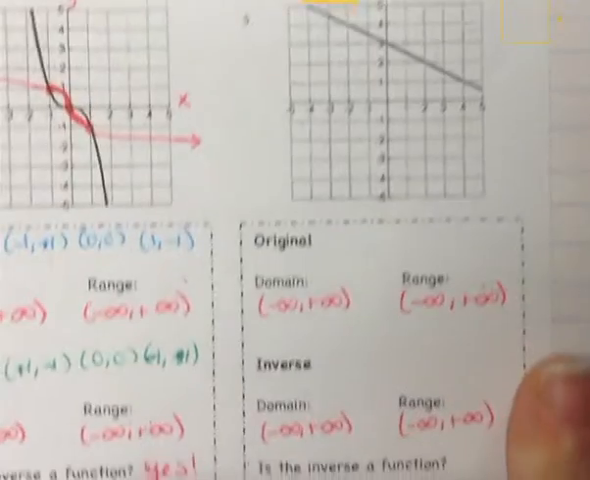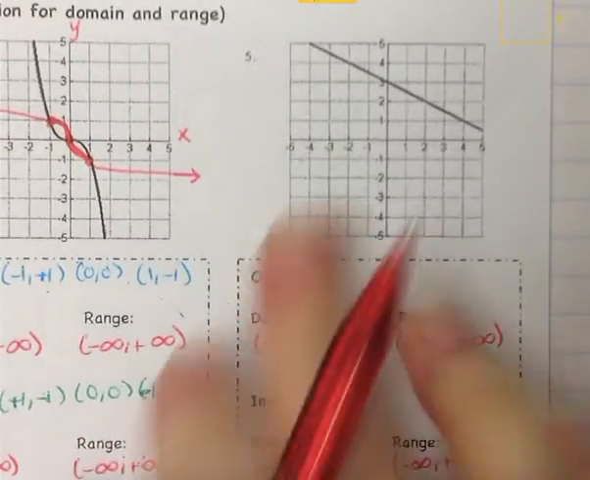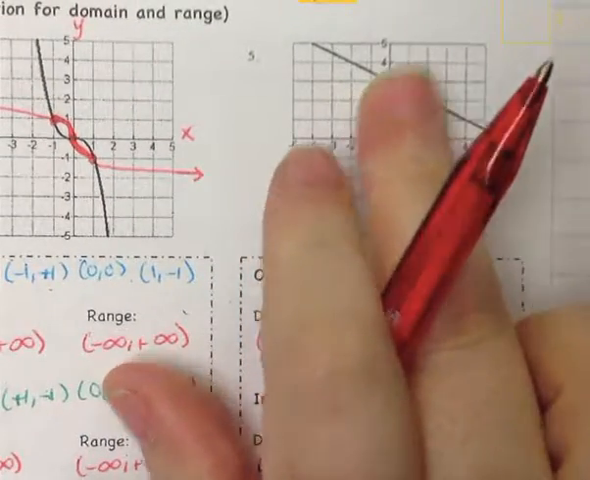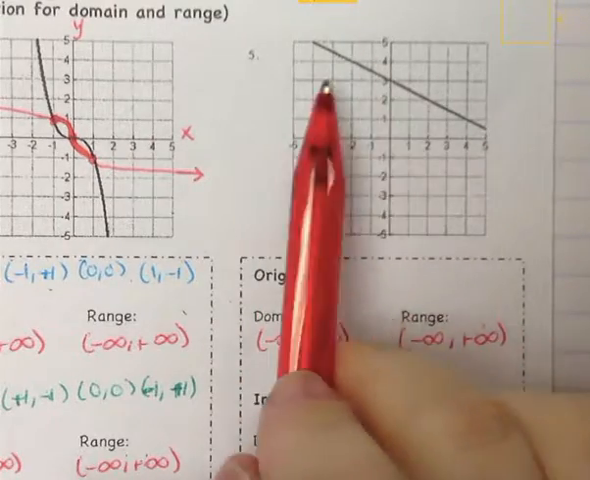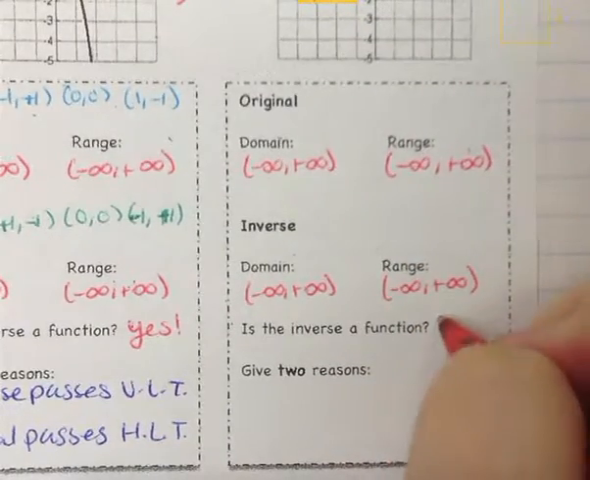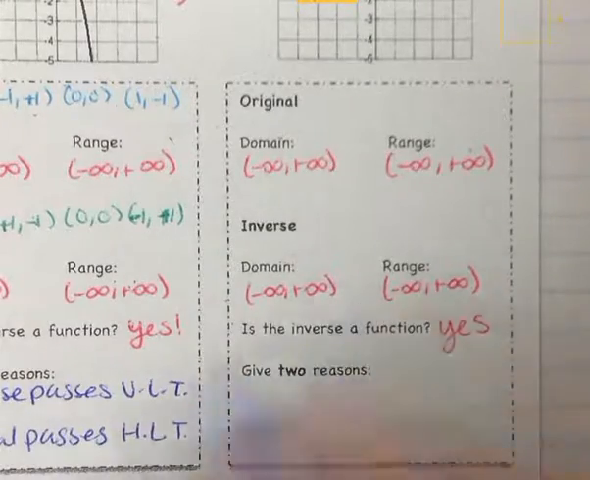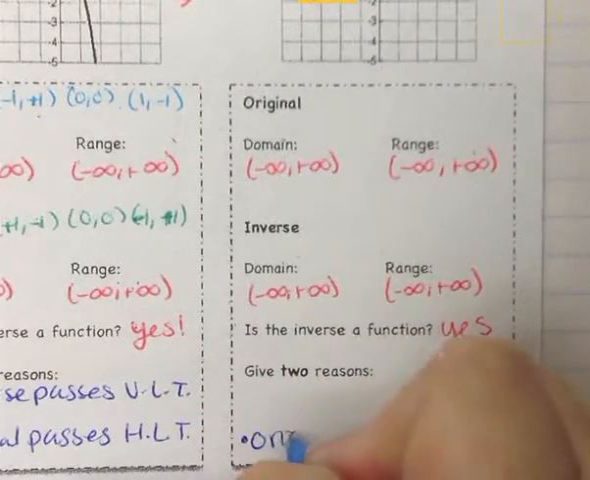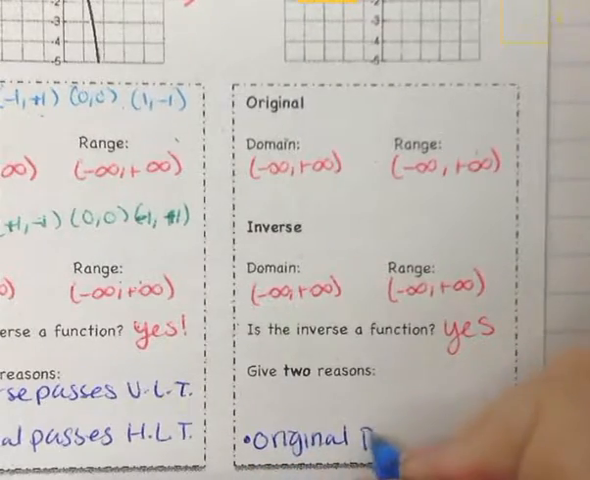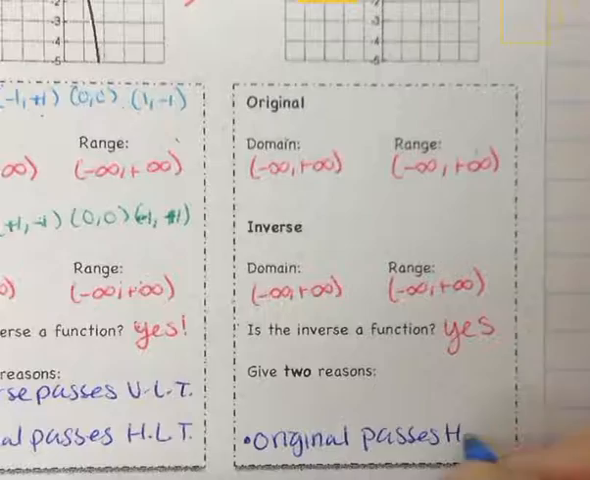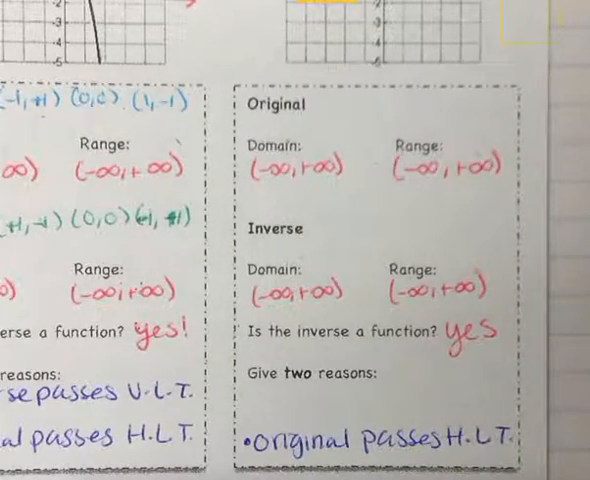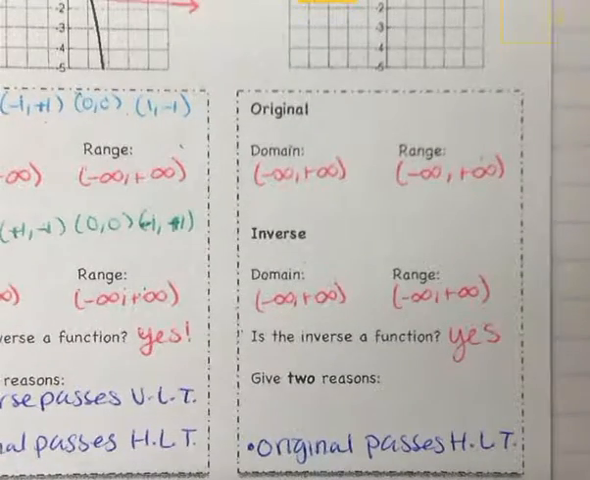Is the inverse a function? So again, we can look at the original right now and check the horizontal line test. So horizontally, it would only cross once. So that means that the inverse is a function. Again, one of the reasons is the original passes the horizontal line test. That means that when we graph the inverse, it should pass the vertical line test. So let's get some coordinates to graph.